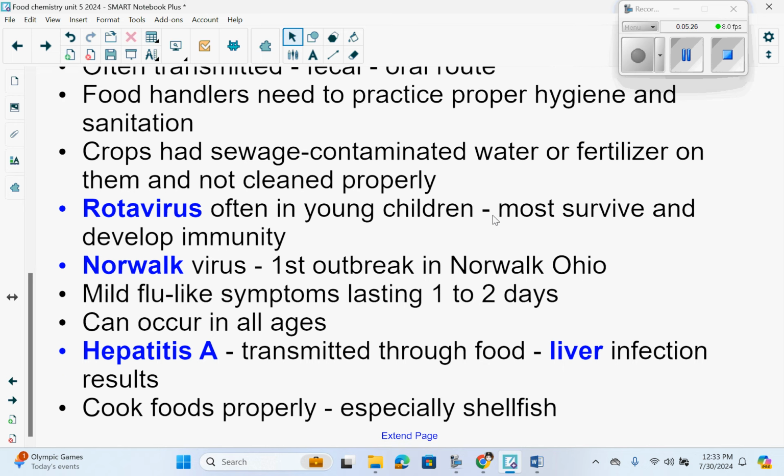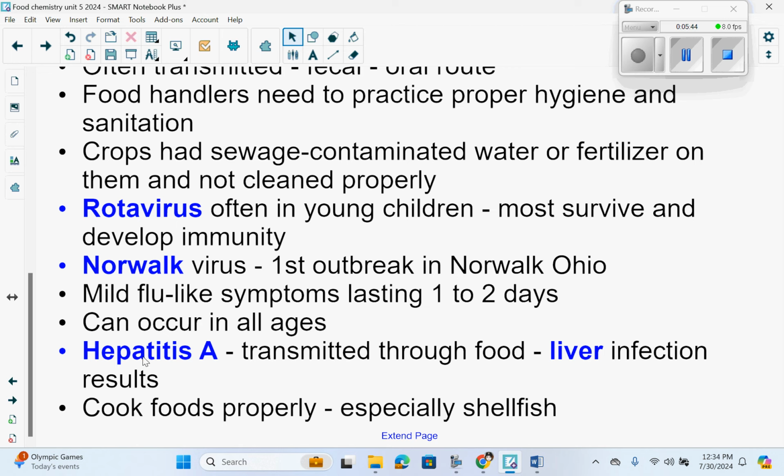The rotavirus is often in young children. Most survive this and develop immunity. It's just a common one in young children. The Norwalk virus was, the first outbreak was in Norwalk, Ohio. There's mild flu-like symptoms lasting 1 to 2 days that can occur in all ages.